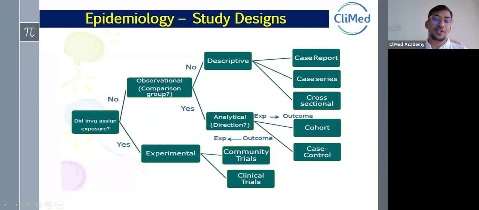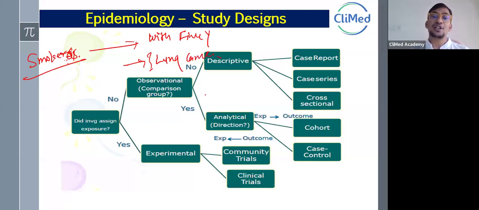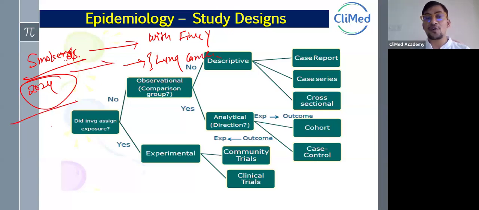So we are talking about direction. Suppose we want to do a study in smokers. Guys, try to understand, focus here. We want to check, within 5 years, how many are getting lung cancer. So focus here on direction. We are at this point of 2024, and we are going forward. The direction is the forward direction.